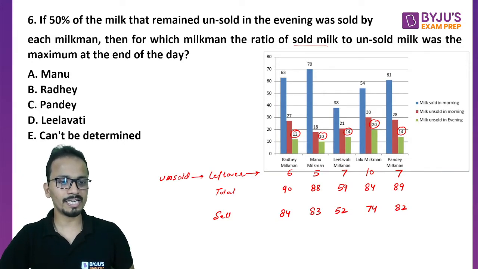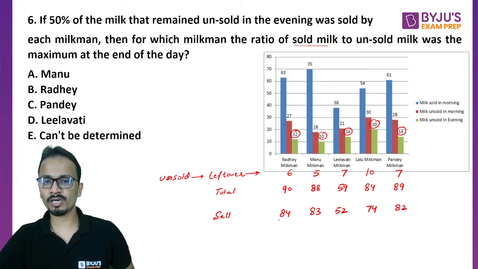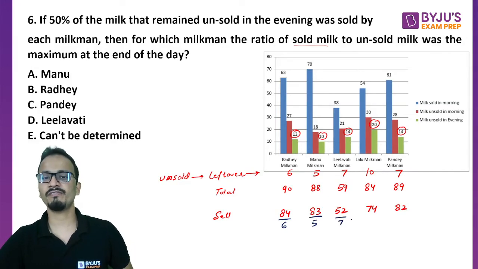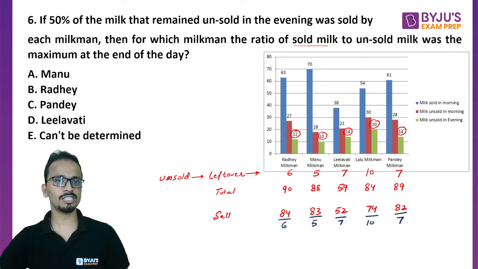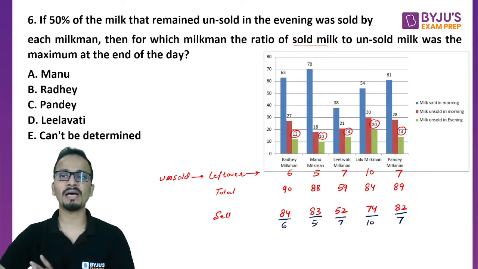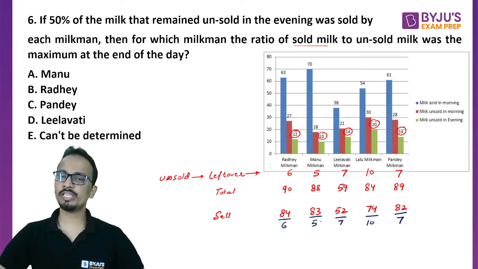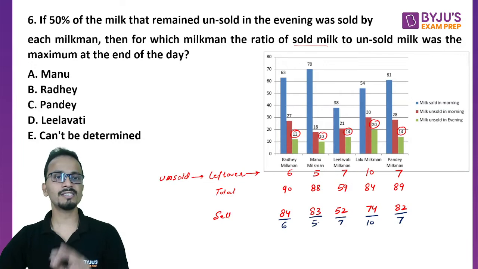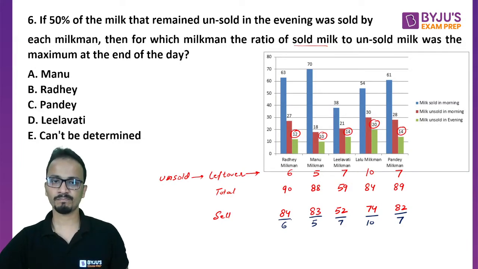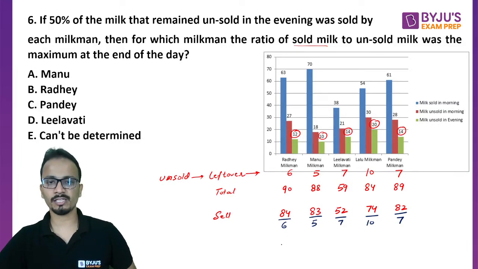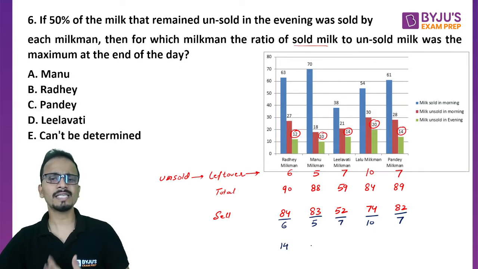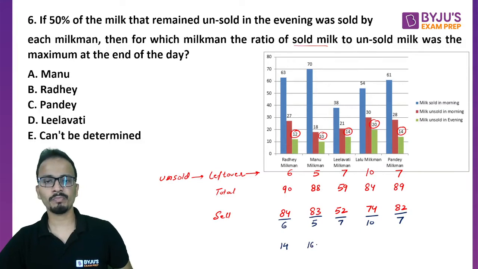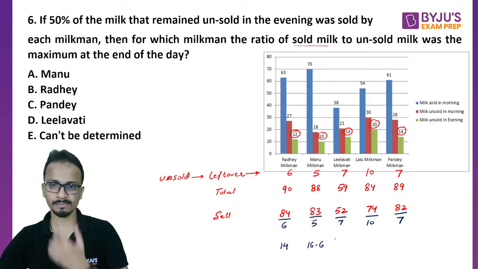So let's quickly write the ratios. So 84 upon 6, 83 upon 5, 52 upon 7, 74 upon 10 and 82 upon 7. So this is the ratio that we have for each of these milkmen, and we have to find out which ratio is the maximum at the end of the day. So 84 upon 6, the value is 14. 83 upon 5, the value is 16 point something, or precisely 16.6, right?